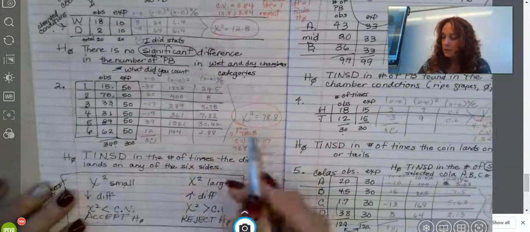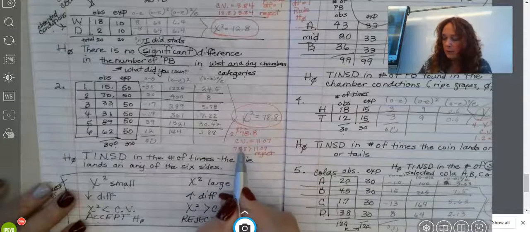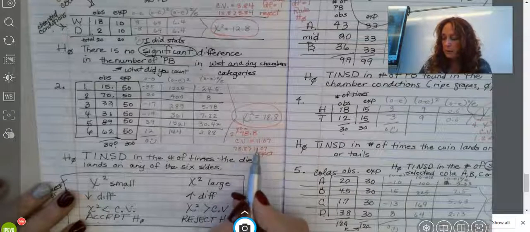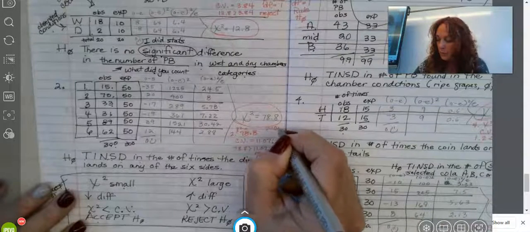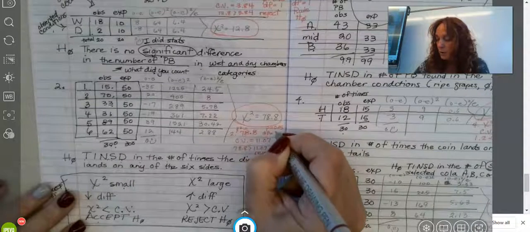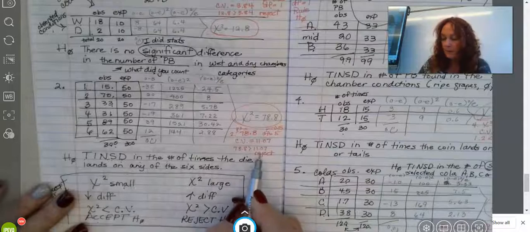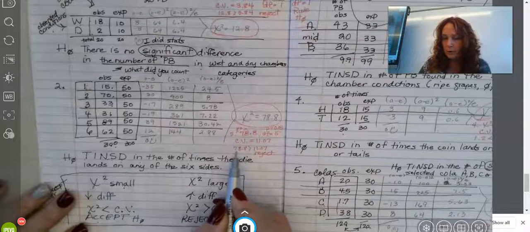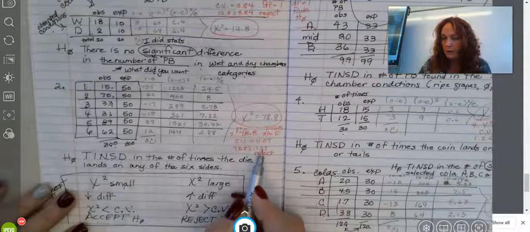Okay, let's look at 2. I got a chi-square of 78.8, and my critical value was 11.07. So I'll come over here and write my p-value is 0.05. That won't change. My degrees of freedom are 5, because you have 6 categories, so 5. And then I write my rule. I go first. 78.8 is greater than the critical value, this reference value of 11.07.